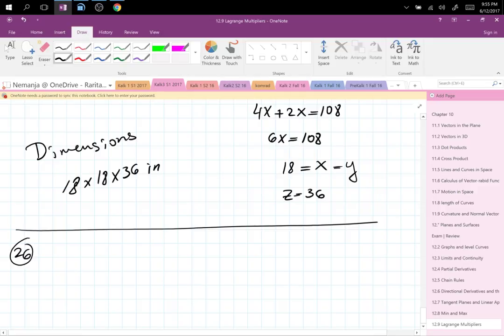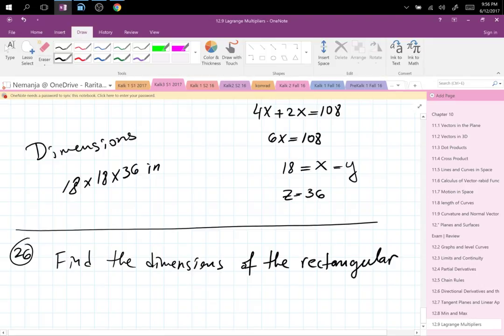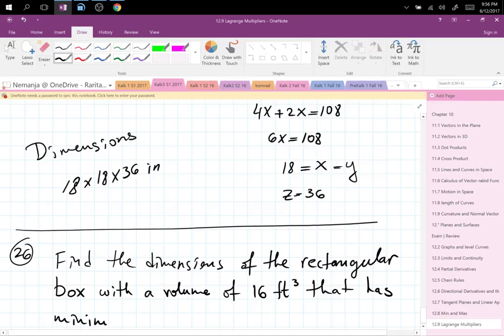It says find the dimensions of the rectangular box with the volume of 16 feet cubed that has minimum surface area. Let's see.